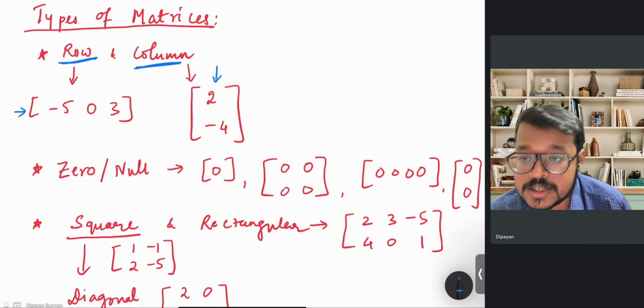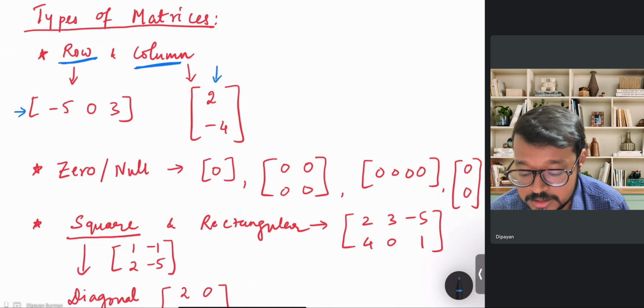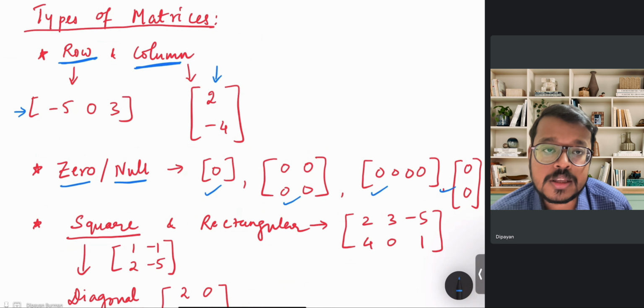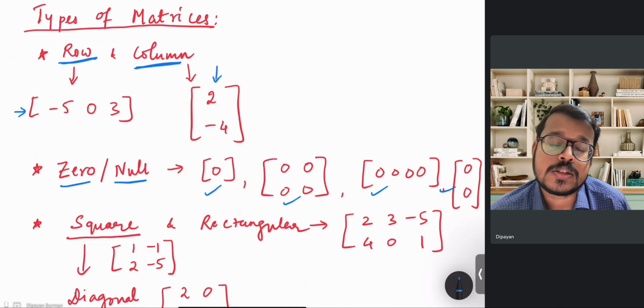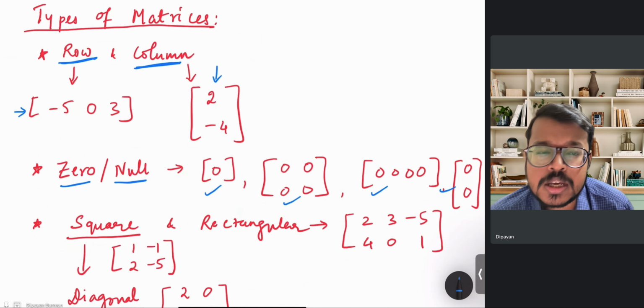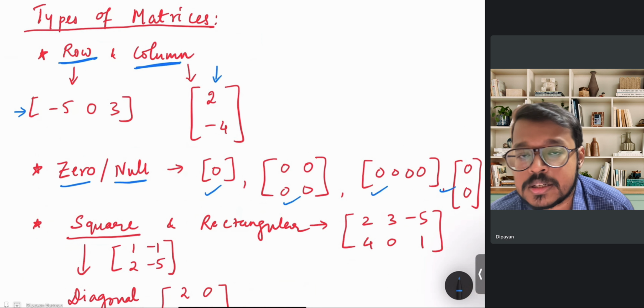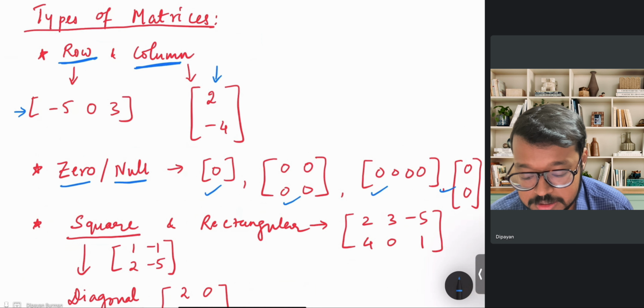Now the next type of matrix is a zero or null matrix. If all the elements in the matrix are 0, it is known as a zero matrix or null matrix. It can have any number of rows and columns, but as long as all the elements are 0, it is called a zero or null matrix.